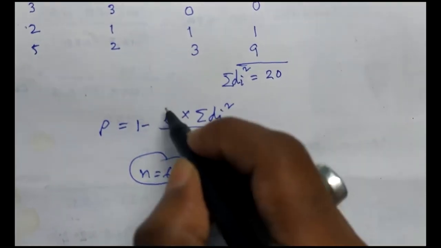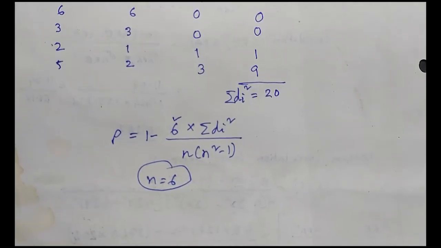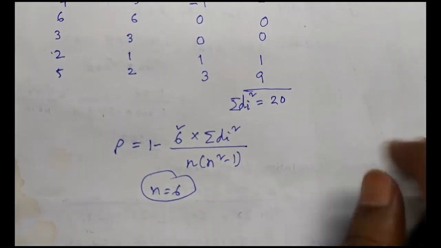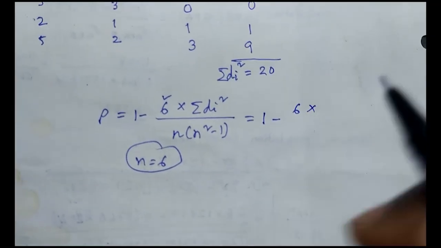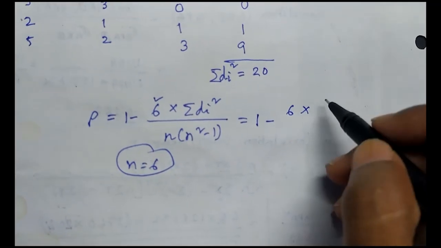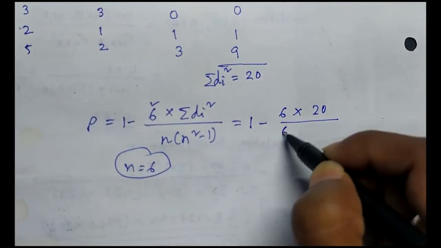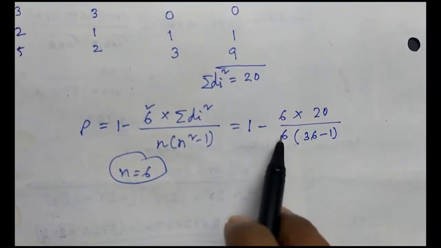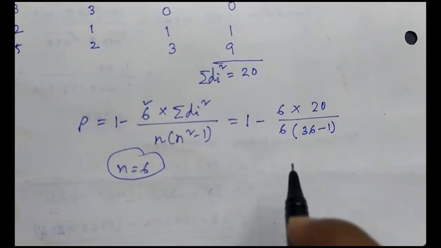Now this 6 is a constant term. It will not change for any other values of GPA or GRE, or for that matter any value of x and y. This is a constant term in this equation. It is equal to 1 minus 6 into summation of Di square, 20, by n, the value of n is equal to 6 as well, into 36 minus 1. So see, this 6 is constant and this 6 is only the value of n. If the value of n changes, this 6 will change, but this is the constant 6.